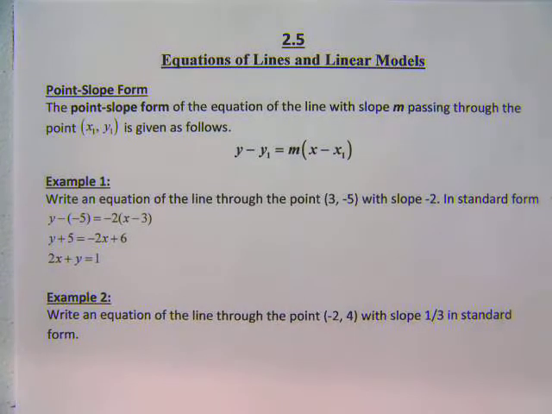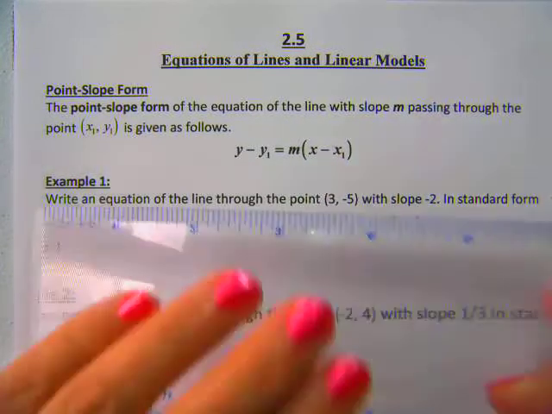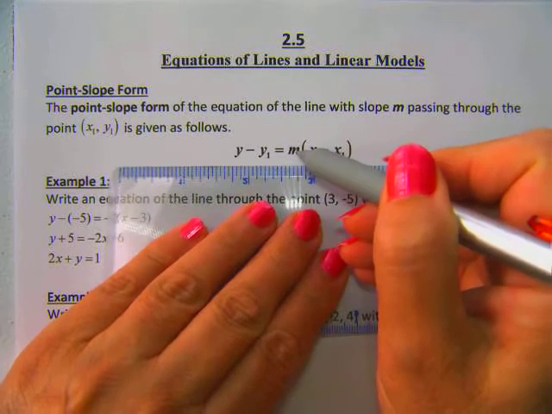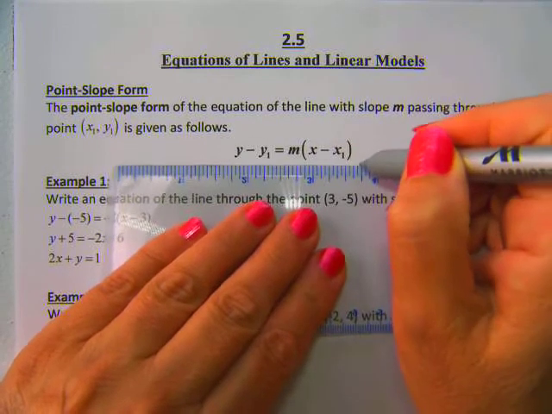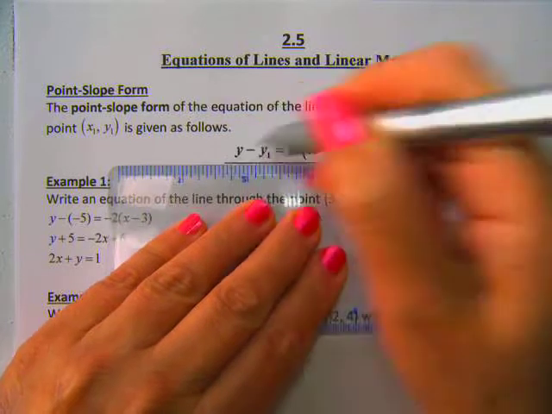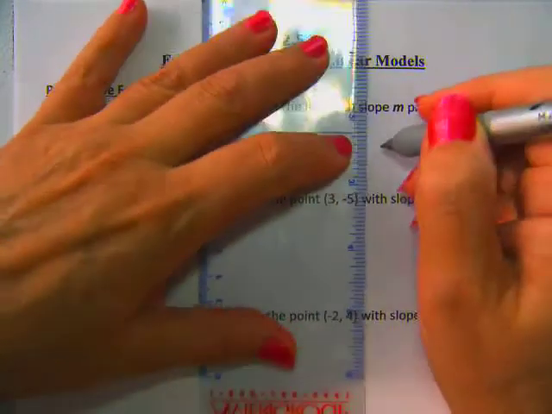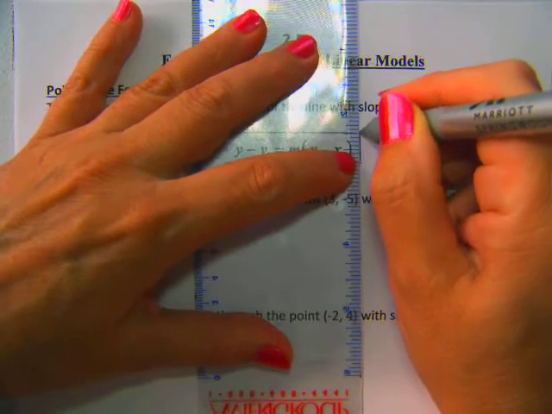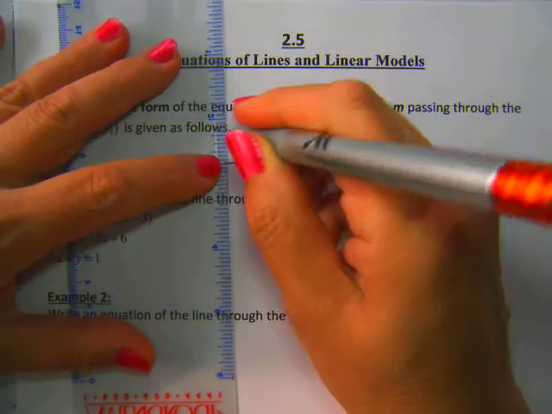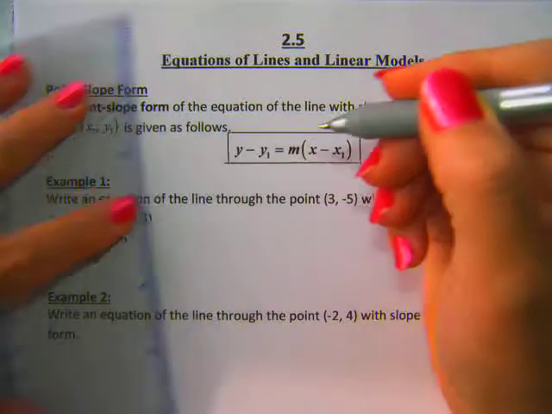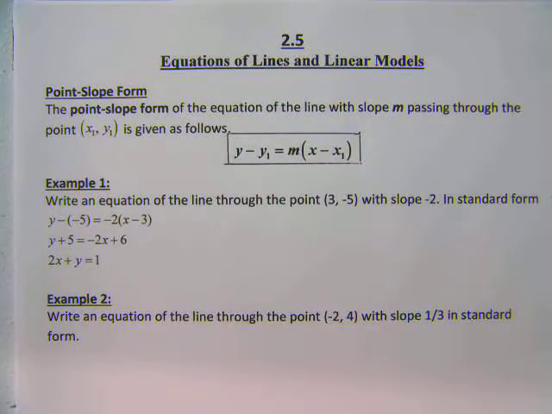If you ever forget it, it's easy to find using the slope. You know that the slope m is (y2 minus y1) over (x2 minus x1). So it comes from that directly by cross multiplying. So if you ever forget it, it's easy to know how you can get it.